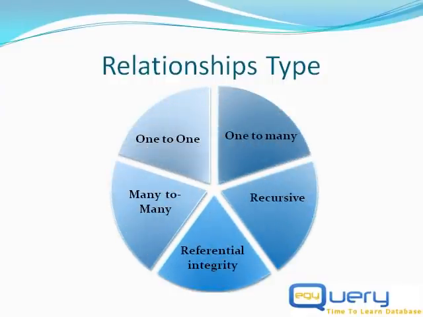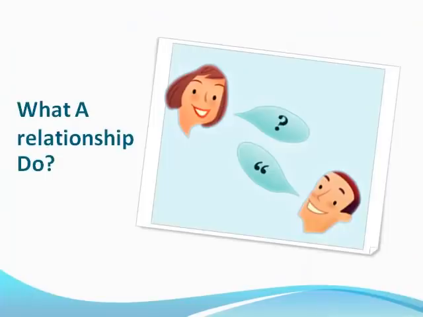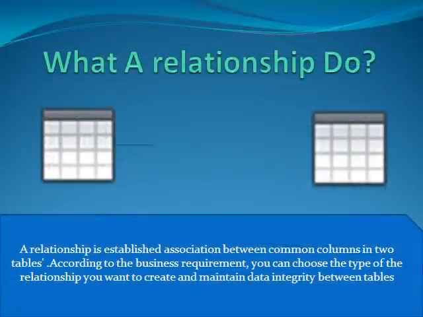There are 5 types of relationship: one-to-many relationship, recursive relationship, referential integrity, many-to-many relationship, and one-to-one relationship. What does a relationship do? A relationship is an established association between common columns in 2 tables according to the business requirement. You can choose the type of relationship you want to create and maintain data integrity between tables.